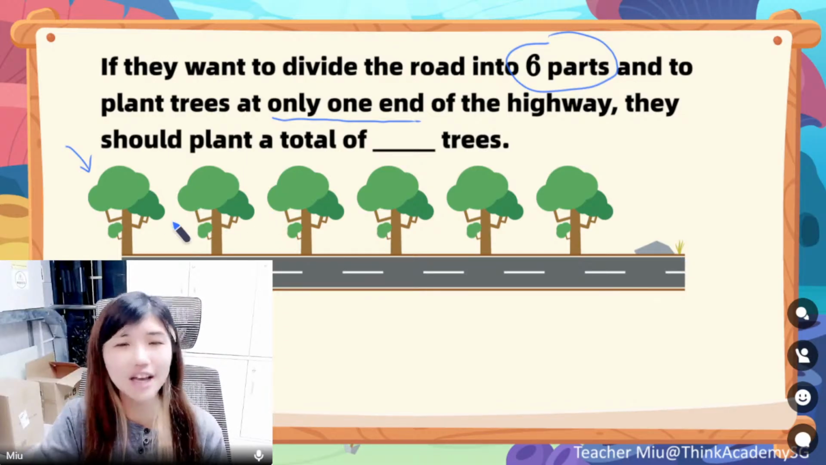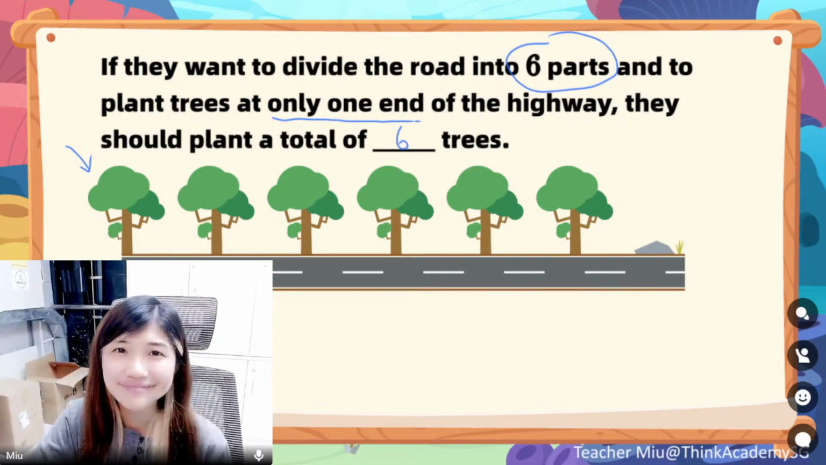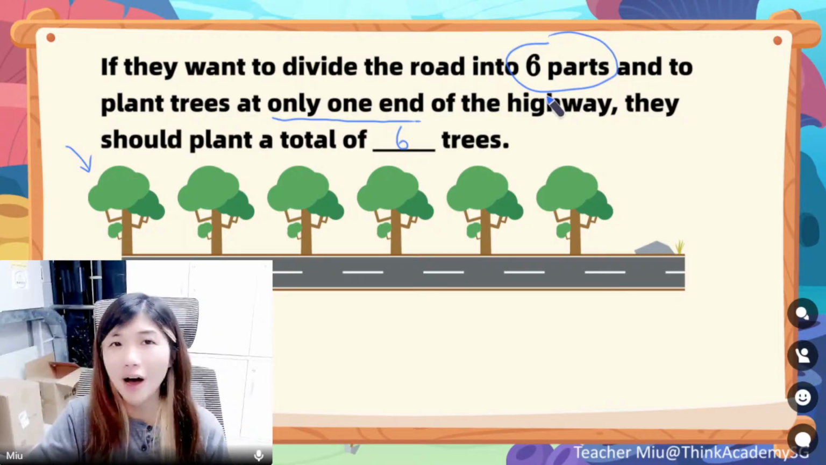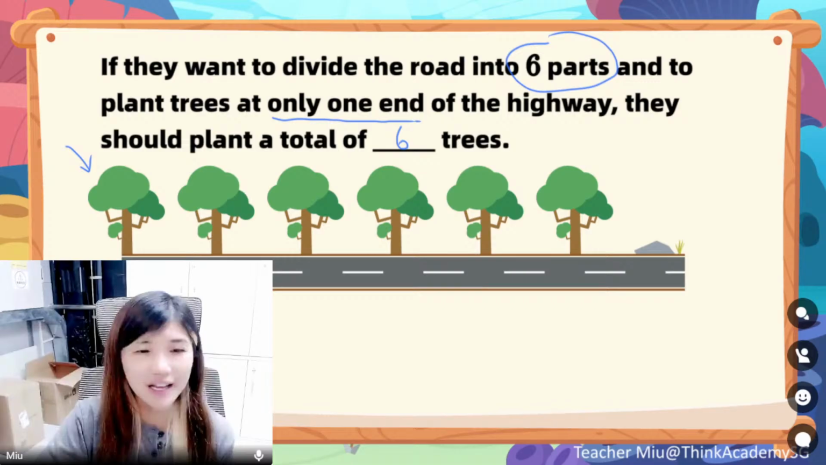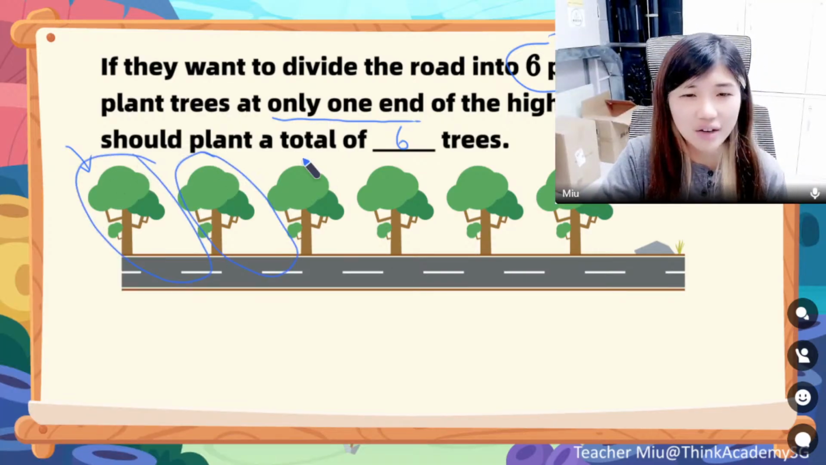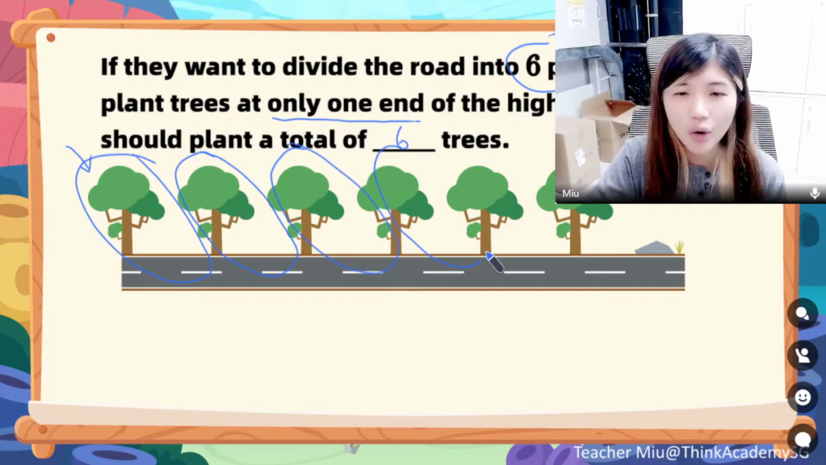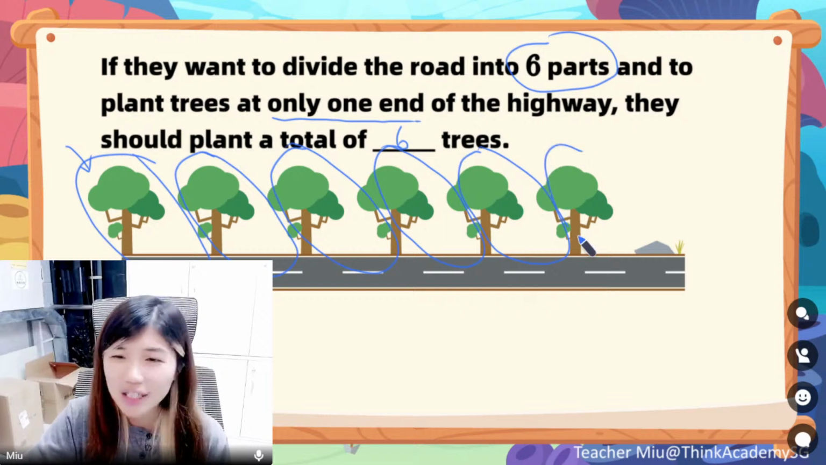Now you can count and find out that 1, 2, 3, 4, 5, 6, right? 6 trees. Now this time, who got more? Nobody got more. Because we start with a tree, but end with an interval. Let me just show you how. We have 1 tree, 1 interval, 1 tree, 1 interval, 1 tree, 1 interval, 1 tree, 1 interval, 1 tree, 1 interval. Yeah. 1 tree with 1 more interval.